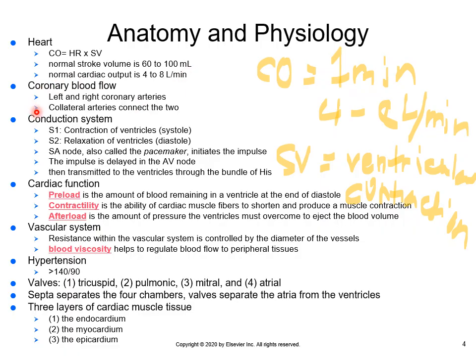Coronary blood flow, left and right coronary arteries. We did talk about this a little bit, but on page 596 you will see a picture of those coronary arteries and veins. The one on the left side, which is the red color, is the coronary arteries, and you can see the left coronary artery, or the LCA, and then the right coronary artery, or the RCA. These are the ones that help with the blood flow of the heart. Collateral arteries are the arteries that connect those two, the LCA and the RCA. Again, it's in this picture on page 596 if you want to see this.